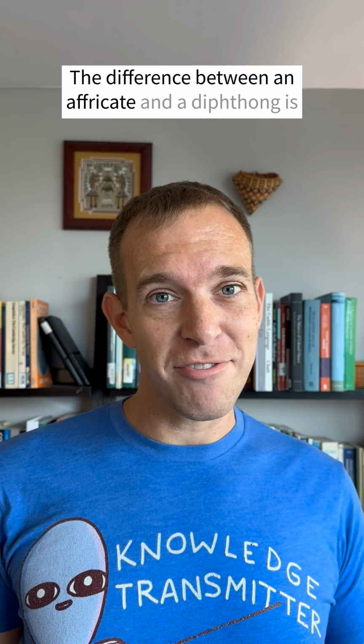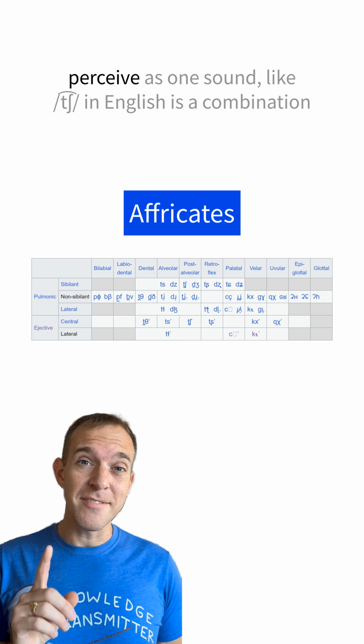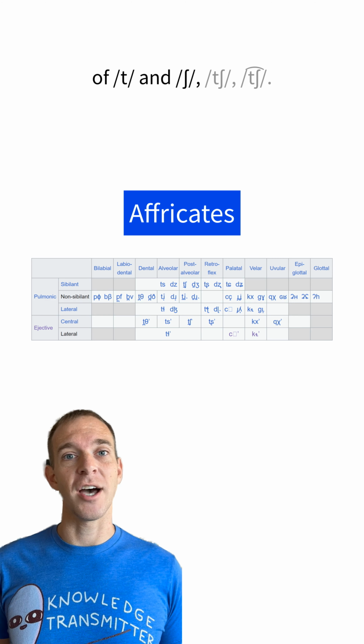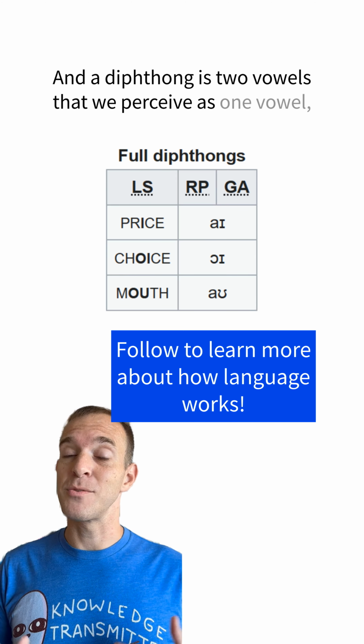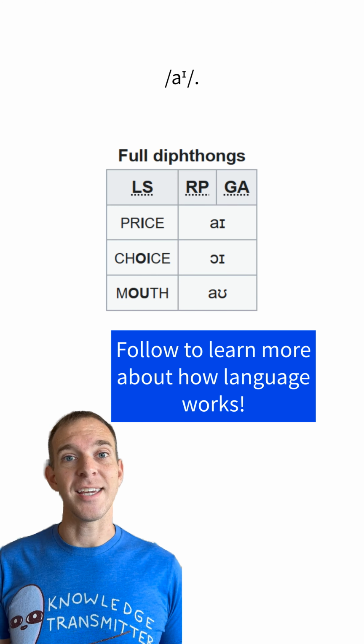The difference between an affricate and a diphthong is an affricate is two sounds pronounced together that we perceive as one sound, like cha in English is a combination of ta and sha, cha. And a diphthong is two vowels that we perceive as one vowel. So like the vowel I is a combination of ah and e, I.